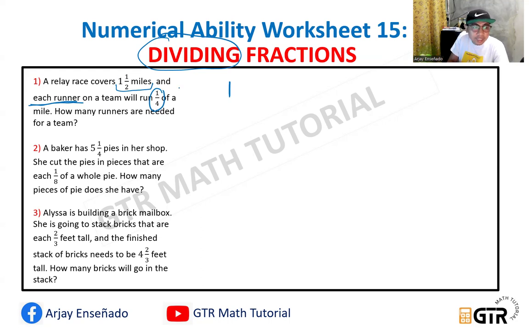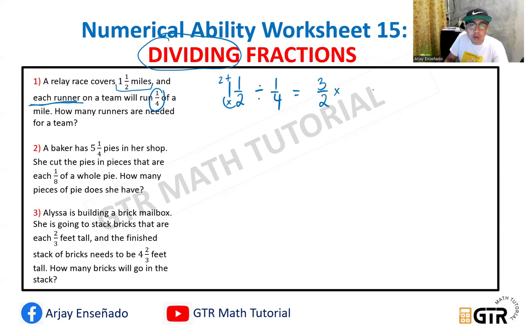Yung mas malaki syempre ang i-divide natin, 1.5. Divide lang natin, each runner daw ay 1/4 mile. E di 1.5 divided by 1/4. Okay, so change to mixed number, to improper fraction, 1.5. So just multiply. So we have 2. Add the numerator, 2 plus 1. We have 3/2.